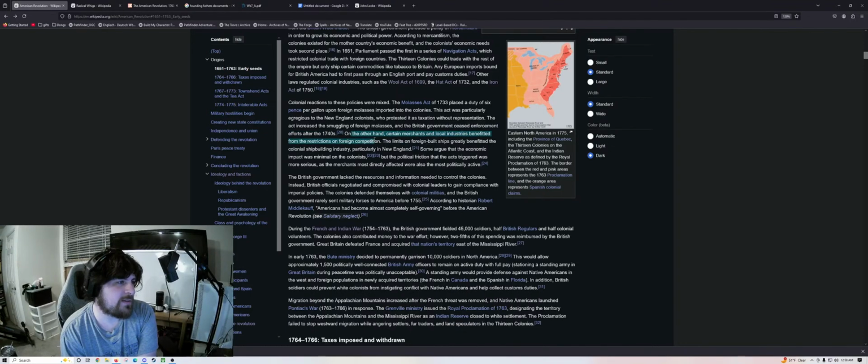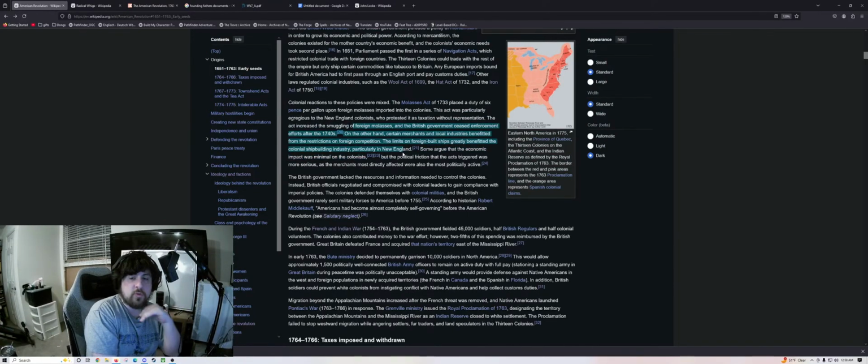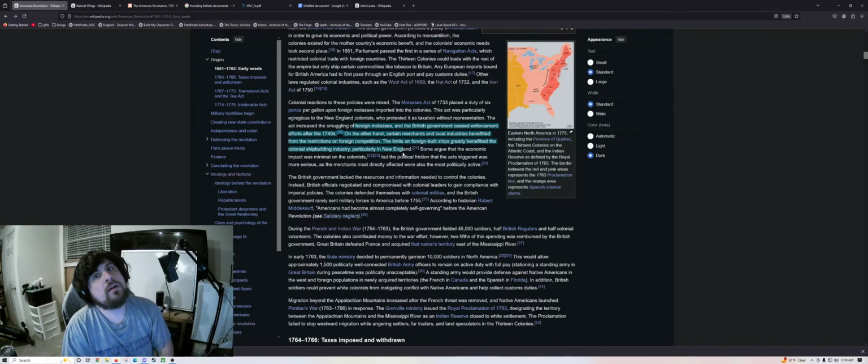Oh, here, exactly what I was talking about. On the other hand, certain merchants and local industries benefited from the restrictions on foreign competition. The limits on foreign-built ships greatly... So this is one thing that tariffs are great at. If you want to build up an industry, having tariffs is a good thing to do, because building up that industry is expensive, and it's hard to catch up.